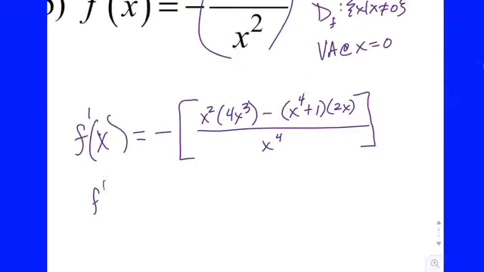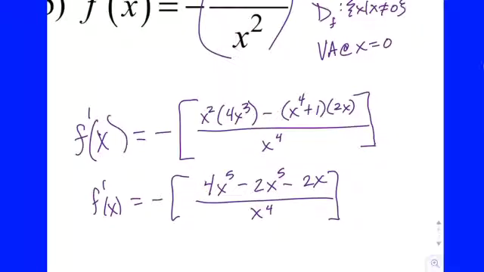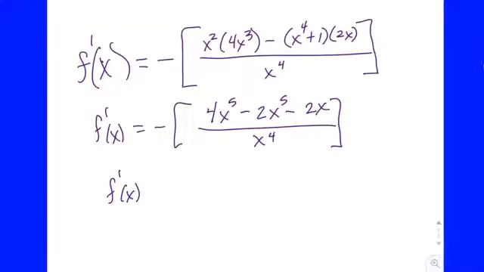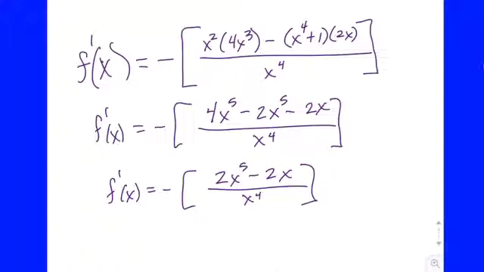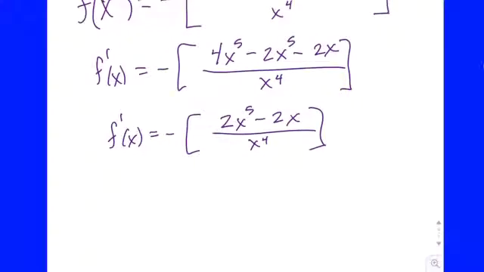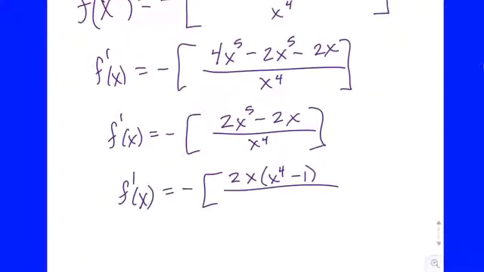All right, so that negative is still out front. Let's simplify. Keeping that negative out front, I get 4x to the 5th minus 2x to the 5th minus 2x all over x to the 4th. And then I combine like terms. 4 minus 2 is 2. That's impressive. So I get 2x to the 5th minus 2x all over x to the 4th. And we could factor out an x, right? We already know that x can't be 0. It's a vertical asymptote. So you might as well factor it out and make life easy on yourself. So let's factor out a 2x, actually. And that makes it x to the 4th minus 1 all over x.